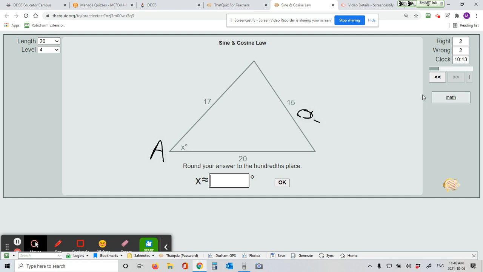Does it matter which one is B and which one is C? No, doesn't matter. I'll make this one B, lowercase b, because it's a side, which means that this one becomes my uppercase B, but that's an angle. So I have my A's, I have my B's. I'm going to call this one my C, uppercase C, and that's my lowercase c. Side and angle opposite to each other.